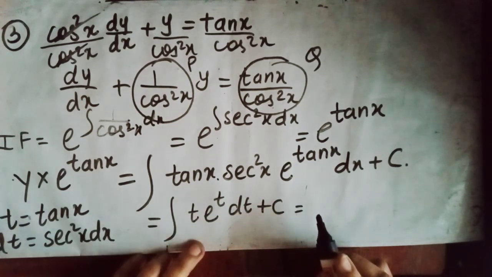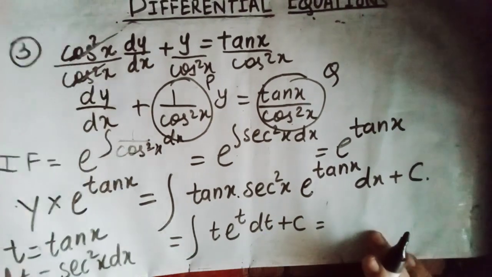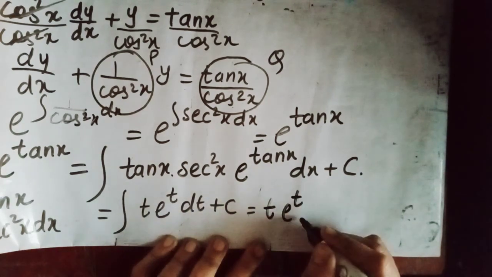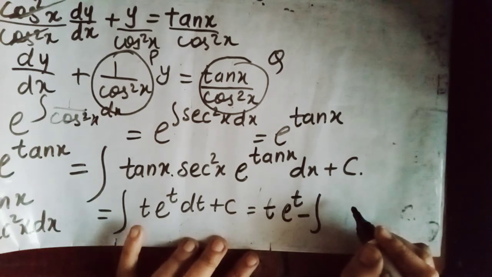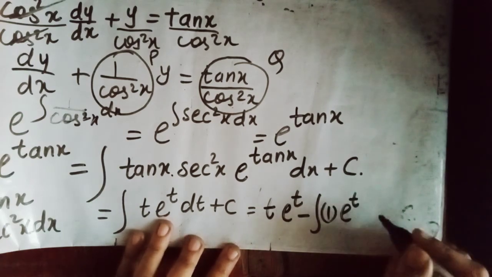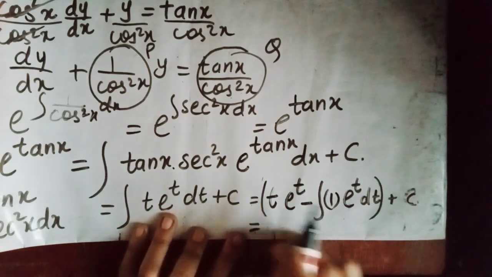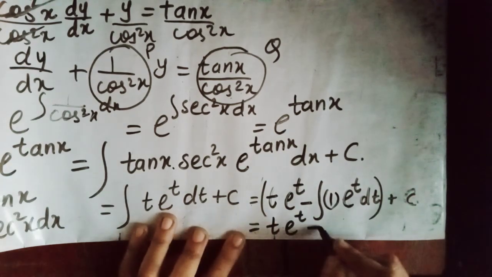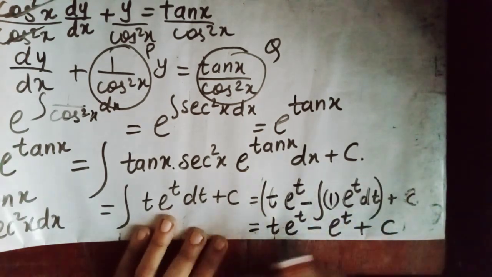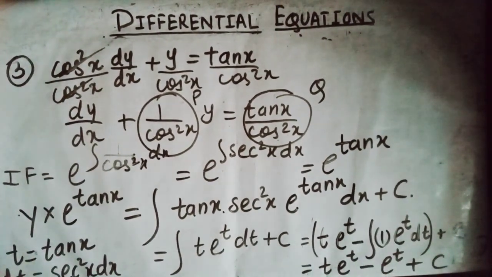Okay, so for t e raised to t dt, you have to apply the uv rule, that is integration by parts. So t, integral of e raised to t is e raised to t, minus integral of the derivative of t, which is 1, into integral of e raised to t, which is e raised to t dt, plus c. Okay, so this is t e raised to t minus e raised to t plus c. So this is our general solution. I will put the value of t.